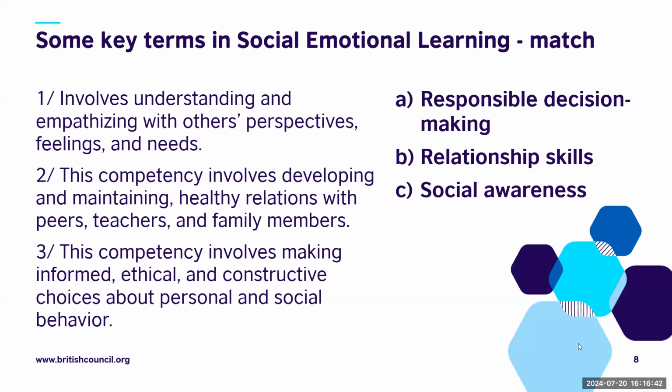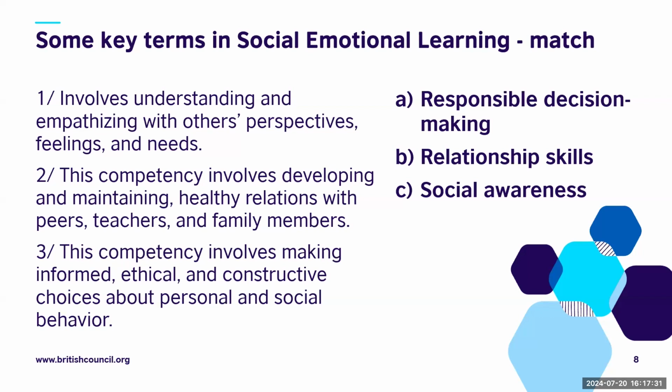Okay, so we are trying to match the definitions and the characteristics of social emotional learning as we have on the slide. Very good, Gideon. Let's see. Say 1 is C, involves understanding and empathizing. Fozia says 2 is B. This competency involves developing and maintaining healthy relationships. Very good. 2 is B. 3, this competency involves making informed, critical, and constructive choices about personal and social behavior. So that's A. Great. Thank you so much.